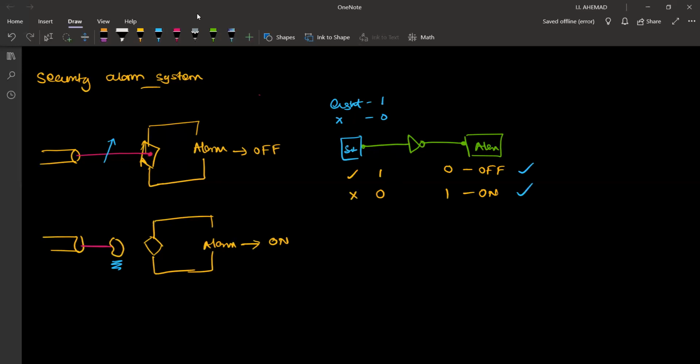And what would happen if he passes? He has just gone past that light. So the light falls on the sensor. Then the light is falling on the sensor. This is 1. This becomes 0. The alarm goes off. So using this combinational logic gate, we cannot make a security system.